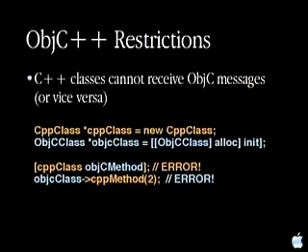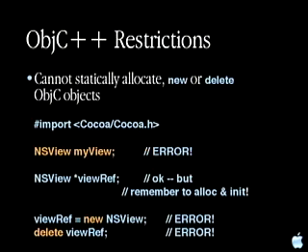This is a recurring theme. C++ classes cannot receive Objective-C messages or vice versa. This is fairly trivial. The functions in C++ that you call on an object and the methods in Objective-C land are really semantically different. You cannot treat one as if it were the other. The dispatch mechanism is different. They do not mix. And the compiler will diagnose this correctly, so you shouldn't run into any problems there.